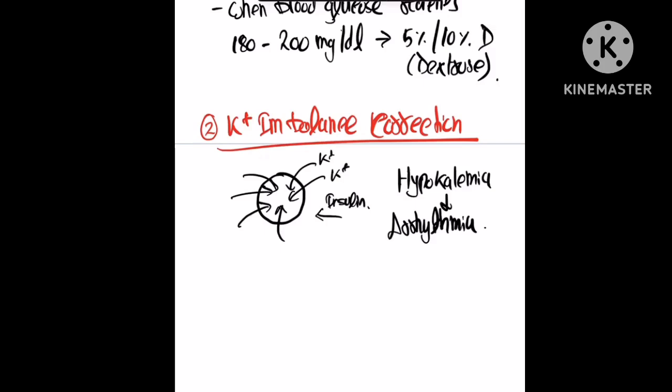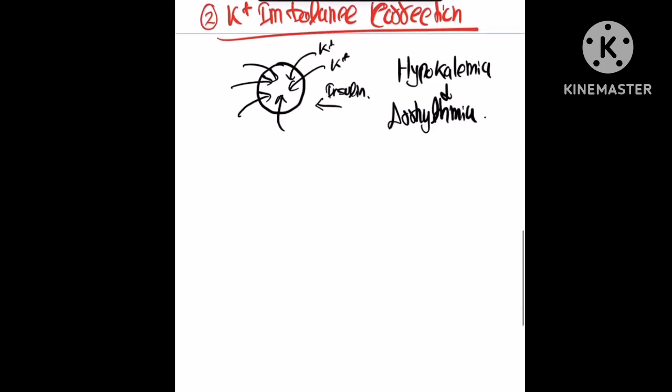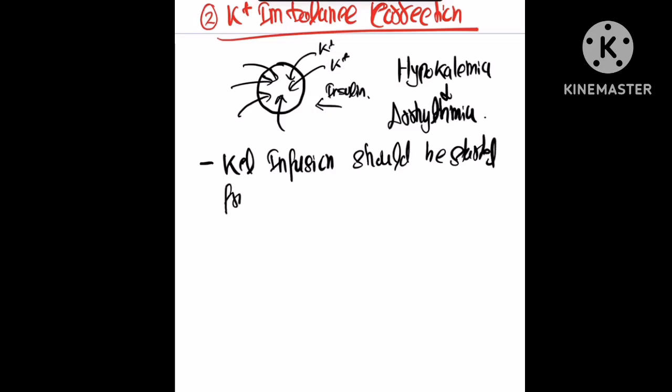So how do you treat the potassium imbalance? What we do basically in our wards or ICUs is that we start potassium supplementation, usually as soon as we start the insulin infusion. So KCl, potassium chloride solution infusion, should be started from the beginning. Why? Because the potassium rapidly moves into the cells causing extracellular hypokalemia.